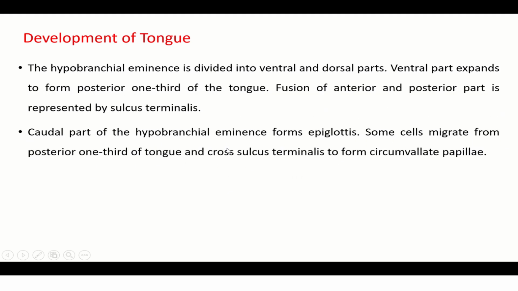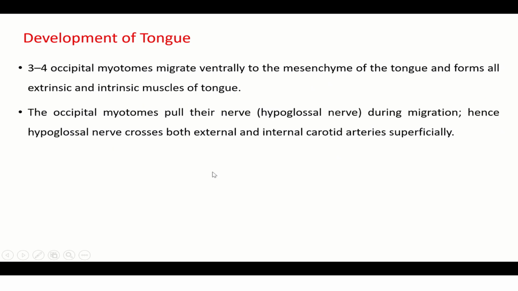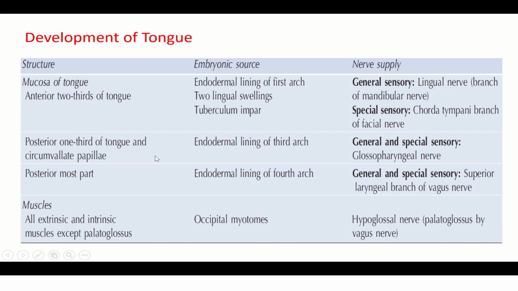The caudal part of the hypobranchial eminence forms the epiglottis. Some cells migrate from the posterior one-third of the tongue and cross the sulcus terminalis to form the circumvallate papillae. Now muscles: 3 to 4 occipital myotomes migrate ventrally to the mesenchyme of the tongue and form all extrinsic and intrinsic muscles of the tongue. The occipital myotomes pull their nerve, the hypoglossal nerve, during their migration. Hence, the hypoglossal nerve crosses both the external and internal carotid arteries superficially.